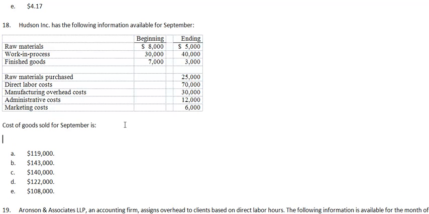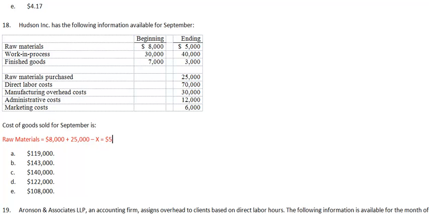$18, you're looking for cost of goods sold. So you are going through basically the finished goods account. In order to get there, though, you are going to want to do work in process first. And in order to finish out work in process, you're really going to have to go through all 3 accounts. So you want to start with raw materials. You have a beginning balance of 8,000. You bought 25,000. You don't know how much you used.